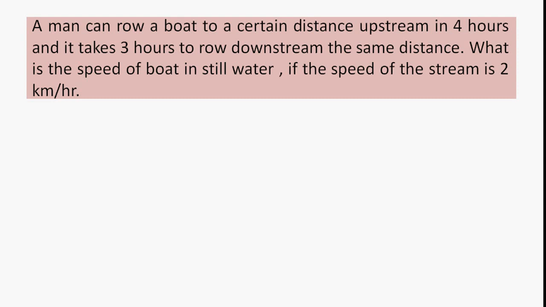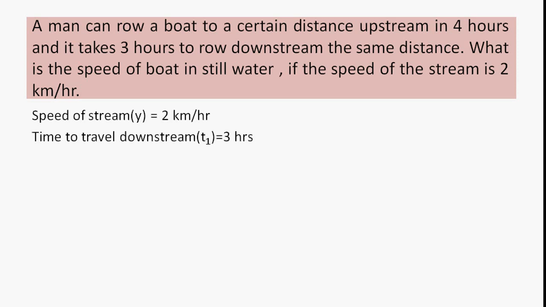If you carefully look at the question, we need to find out the value of x, that is the speed of the boat in still water, when the value of y, that is the speed of the stream, 2 km per hour, is given. It also says that the time to cover upstream is 4 hours, whereas to cover the same distance downstream it takes 3 hours. We say that T1 is 3 hours and T2 is 4 hours.